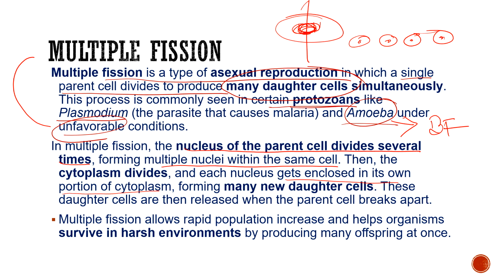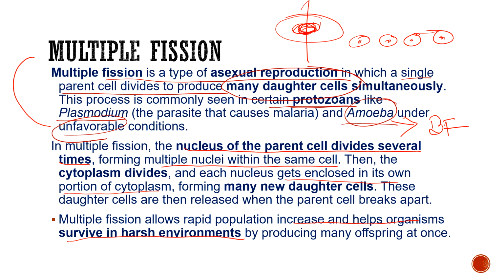So multiple fission allows rapid population increase and helps the organism survive in harsh environments by producing many offspring at once. They survive in a harsh environment and produce many offspring at once, not two or three, but many offspring at once.